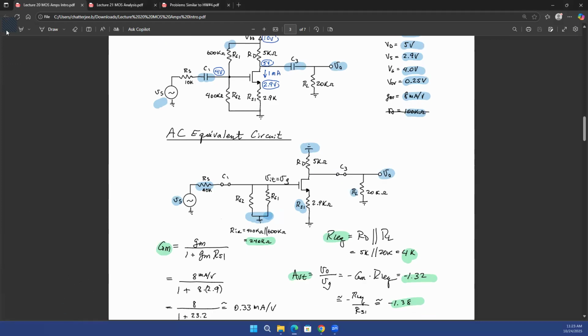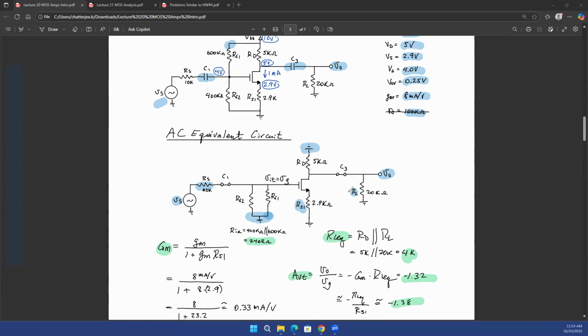Let's clarify that a little bit. If you are talking about Rin as the resistance looking here, then yes, that's the total Rin, because that's the resistance you see to ground. And on this side, you see a MOSFET's gate, which is an infinite resistance anyway. So that's your Rin for this circuit.